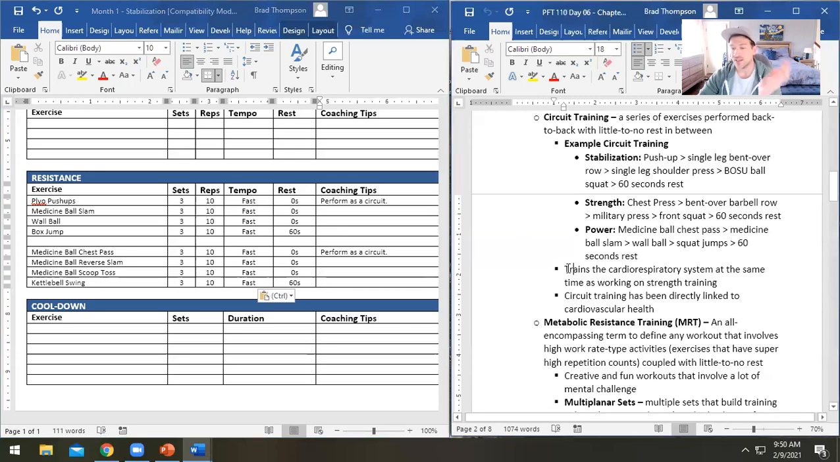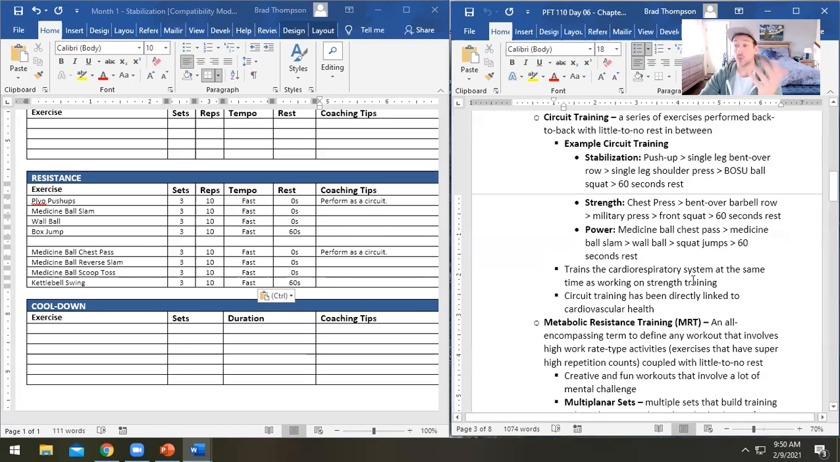Here's the benefit, guys. This is training our cardio in every single version here. We are training our cardiorespiratory system while we are also training our strength system, right? We're developing strength, but we're also developing a little bit of cardio because you are going to be out of breath at the end of this, right?